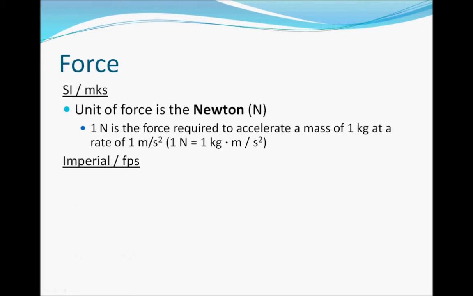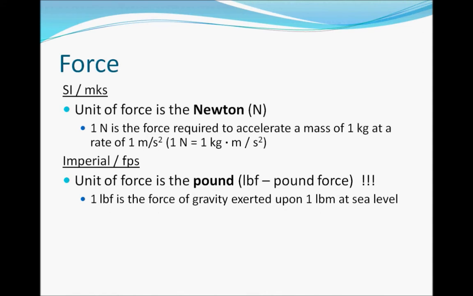For the imperial system, the unit of force is unfortunately the pound, or the pound force. This is unfortunate because it causes a lot of confusion between force and mass, both of which are measured in pounds, which forces us to say pounds force and pounds mass to specify which one we're using at a given time. The pound force is actually defined using the pound mass. 1 pound force should be the force of gravity that is exerted on an object with a mass of 1 pound mass on Earth at sea level.